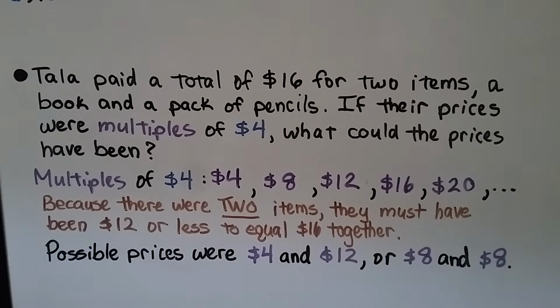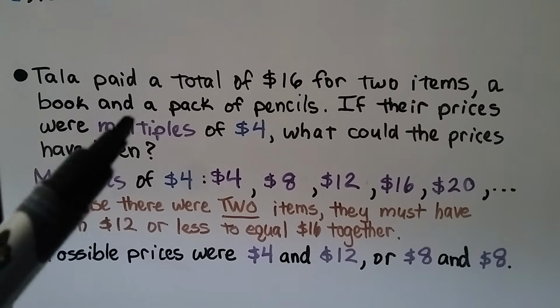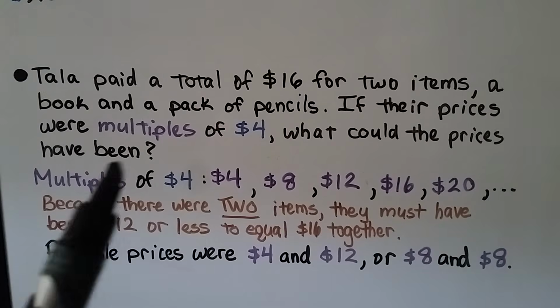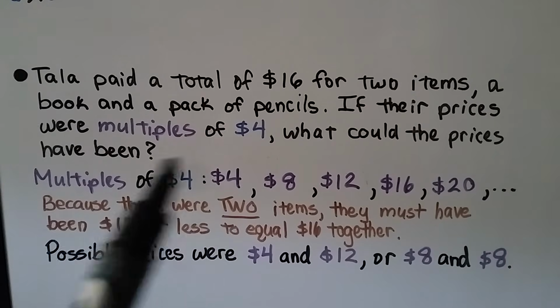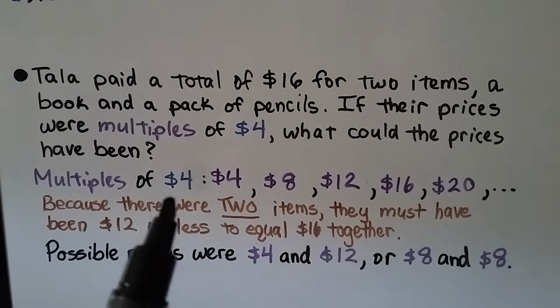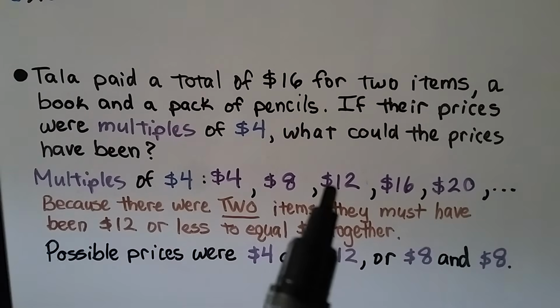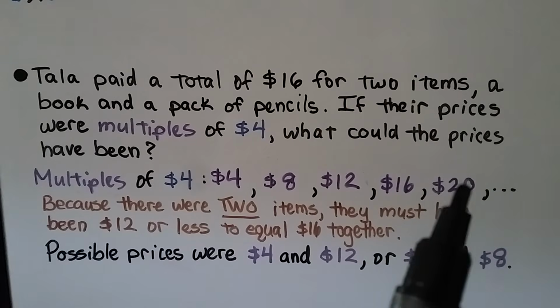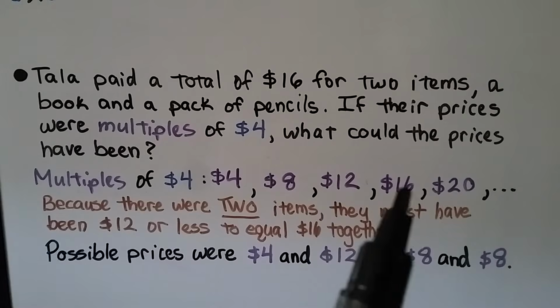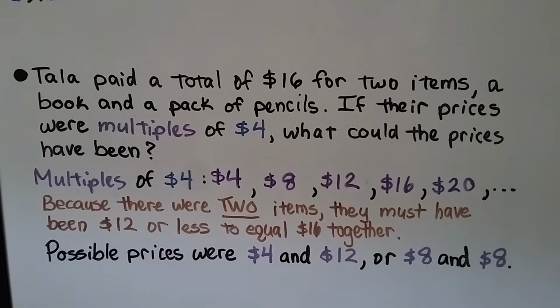Tala paid a total of $16 for 2 items, a book and a pack of pencils. If their prices were multiples of $4, what could the prices have been? Well, the multiples of $4 are $4, $8, $12, $16, $20. But it said she only paid $16. So 20 is too great, we can get rid of the 20.